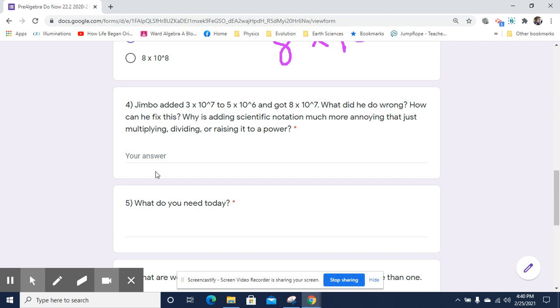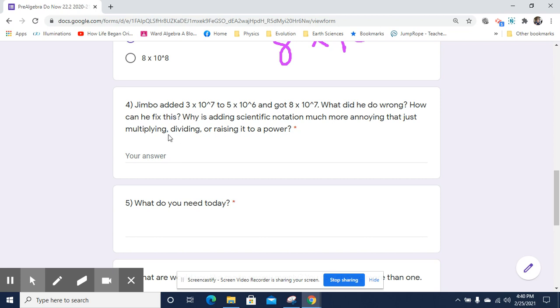Now Jimbo wanted to add 3 times 10 to the 7th to 5 times 10 to the 6th, and he got 8 times 10 to the 7th. So what did he do wrong? Well, here's the problem. This 3 is in the 10 to the 7th place value, in other words, the 10 millions place. And this 5 is in the millions place. So what he did wrong was he added things that were not in the same place value.